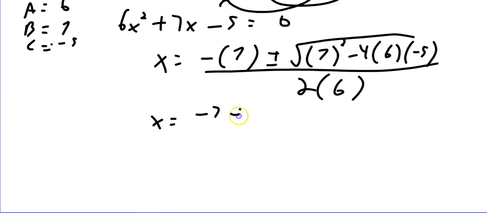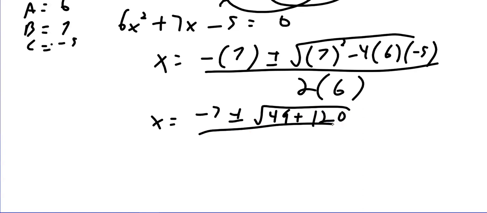The opposite of 7 is negative 7, plus or minus the square root of 7 squared, which is 49, minus, now be careful here, 4 times 6 is 24, but then 24 times negative 5 is going to be a positive number again. So this ends up being a plus 120, over 12. So 120 plus 49 is 169. So I end up with a perfect square underneath my radical.